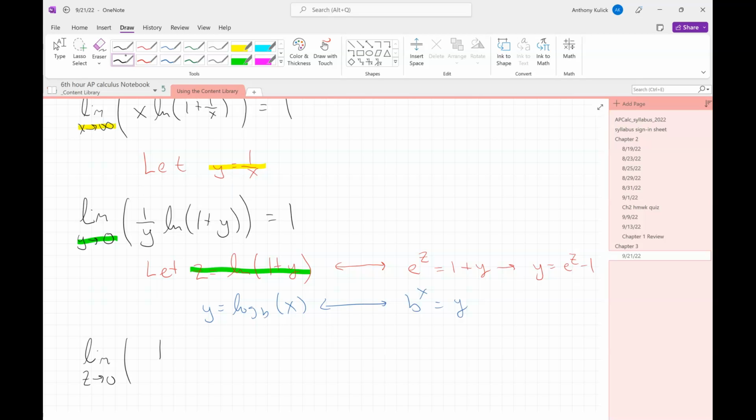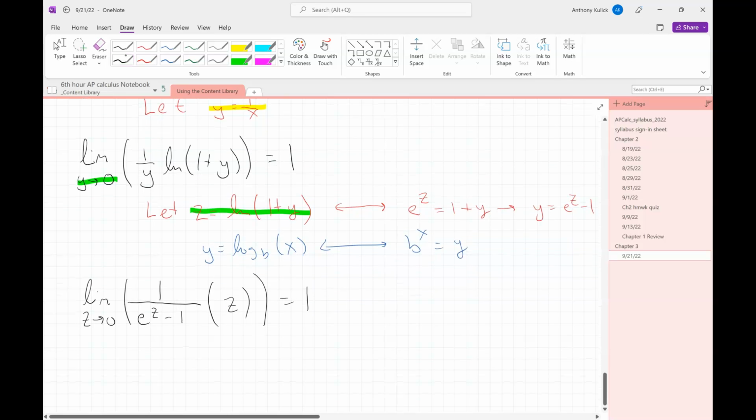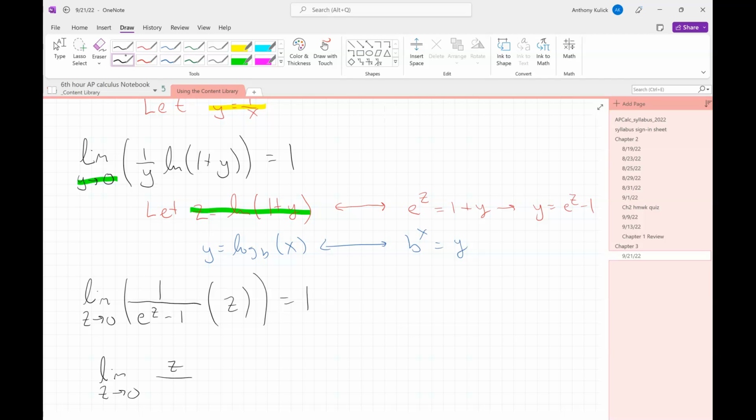Okay, so I'm going to have 1 over, and instead of y, I'm going to write e to the z minus 1. And then instead of 1 plus y, I'm going to write z. Everybody's okay with that? Multiply that stuff together.